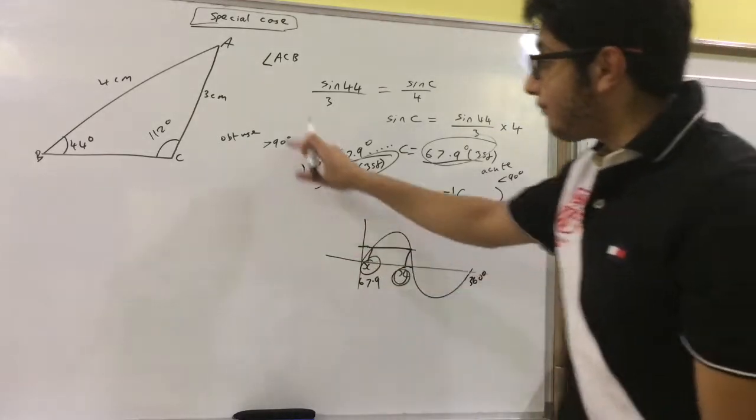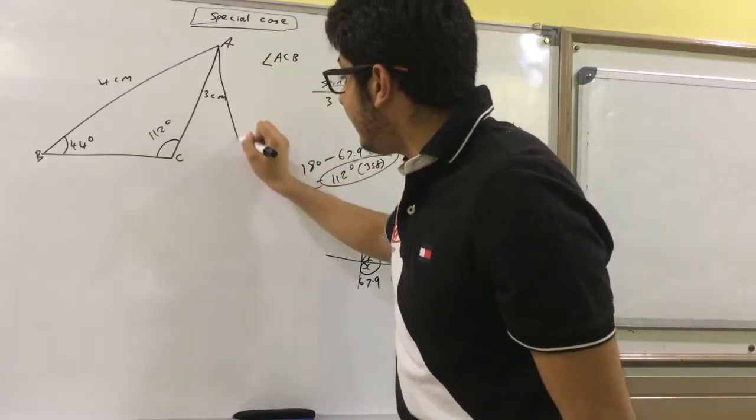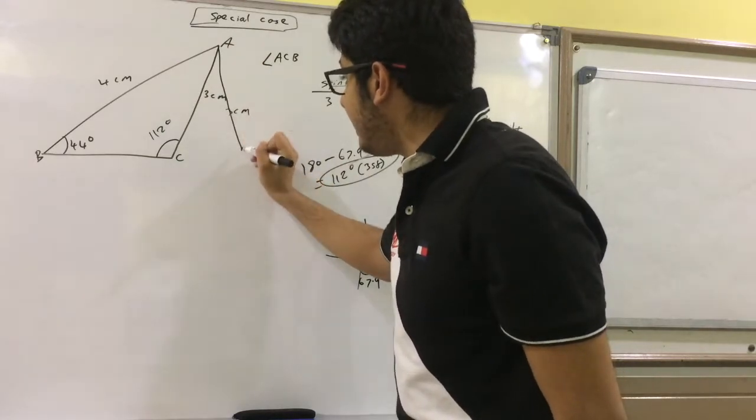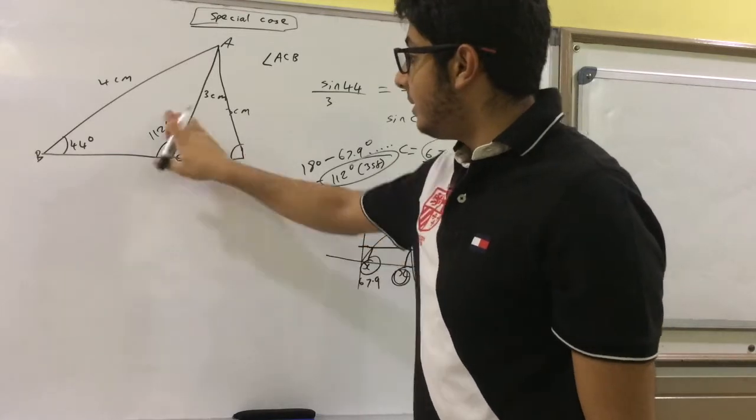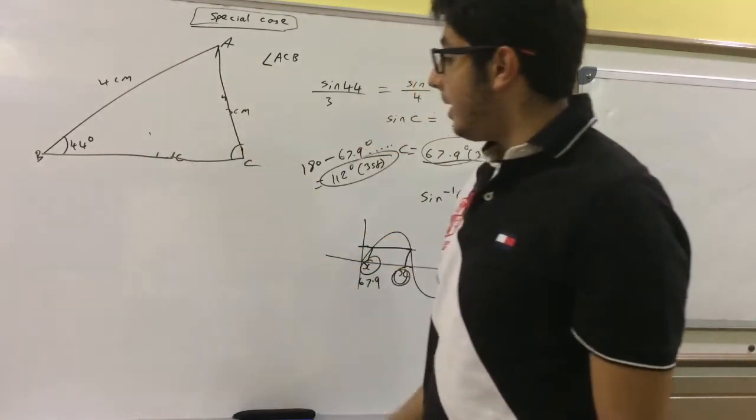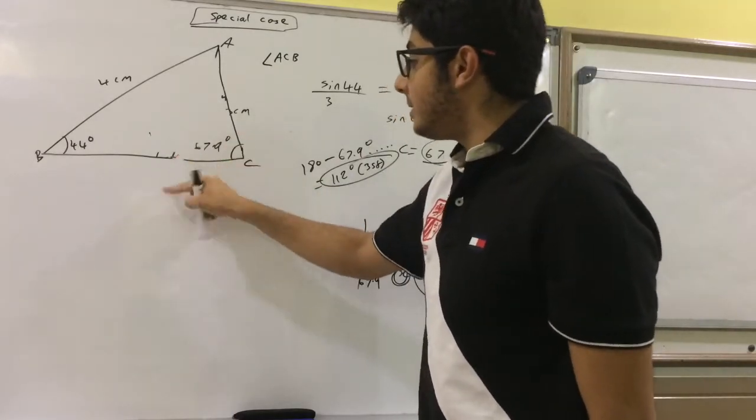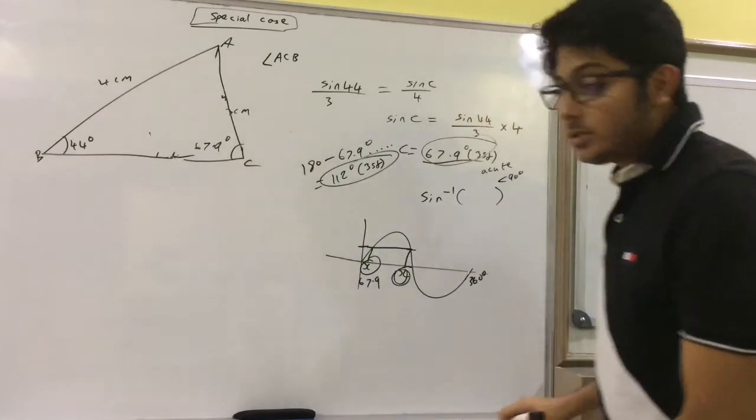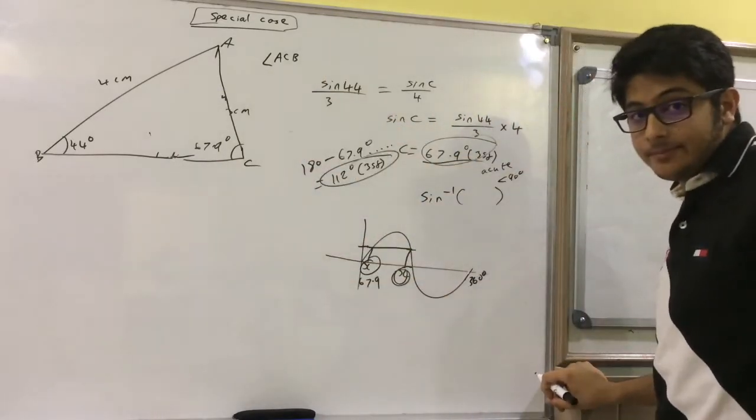Why is this? Because this could also be the line AC, where it's 3 centimeters. In which case, that will be your triangle, and you'll get the acute angle, 67.9 degrees. So always be careful with this special case.